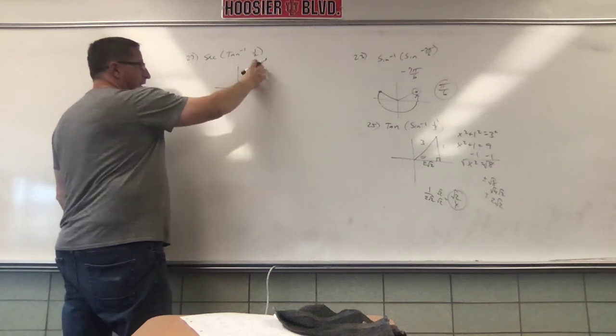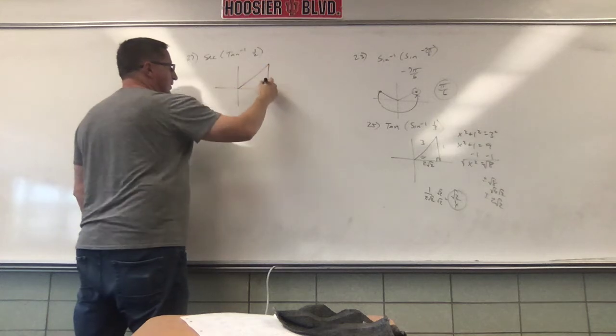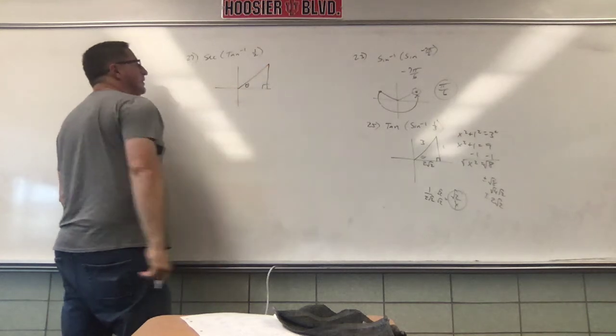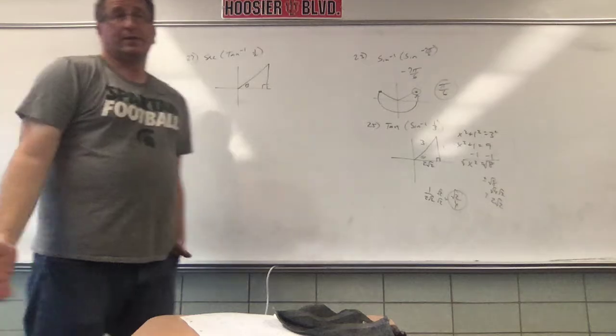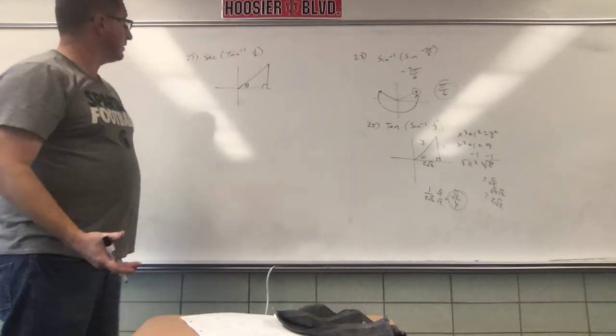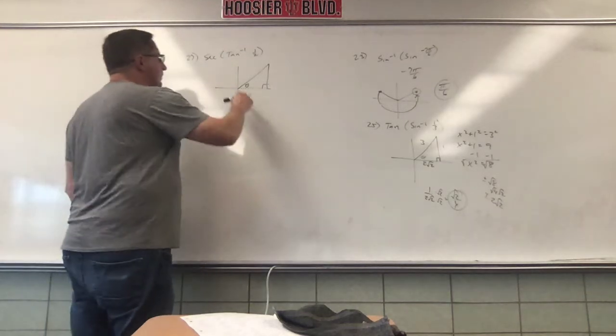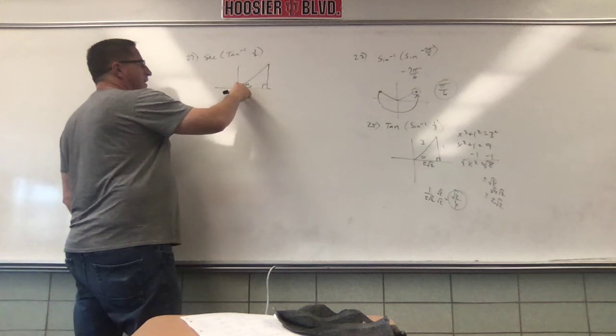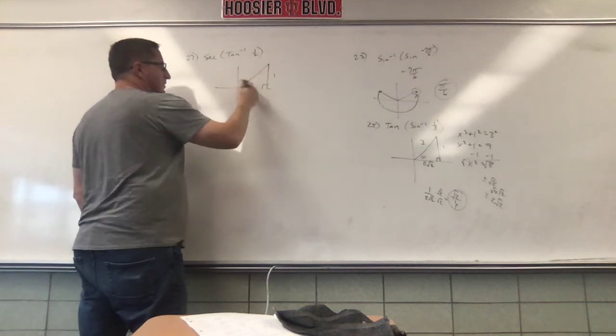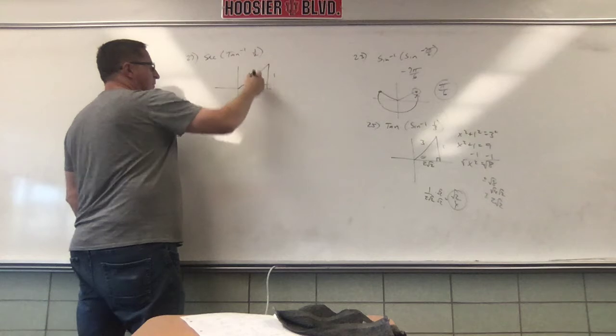And we need to draw it on the right-hand side, so let's draw a right triangle in here. Here's theta. So again, we're not going to find what the angle is. I don't care what the angle is. I care what the secant of the angle is. Well, tangent is opposite over adjacent. Opposite is 1, adjacent is 2. Let's find out what this is.